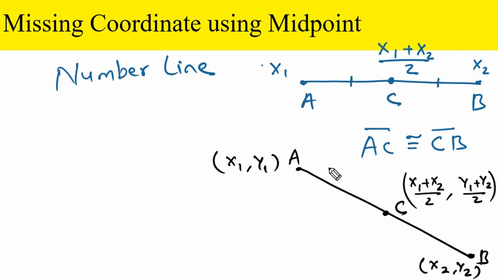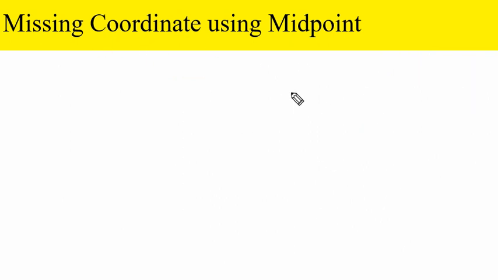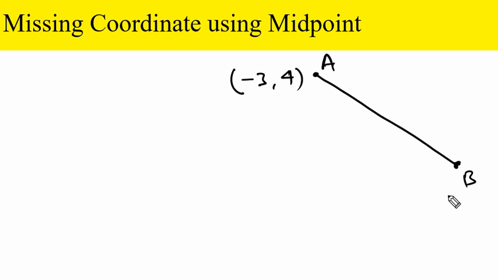Now, how will we use these formulas to find the missing coordinate? Let's take an example and try to solve it. For example, if you have a segment AB and here the coordinates are, let's say, -3 comma 4. You have a midpoint here. The coordinate for the midpoint is, let's say, 6 and 8. What will be the coordinate for B? So how will you do it?